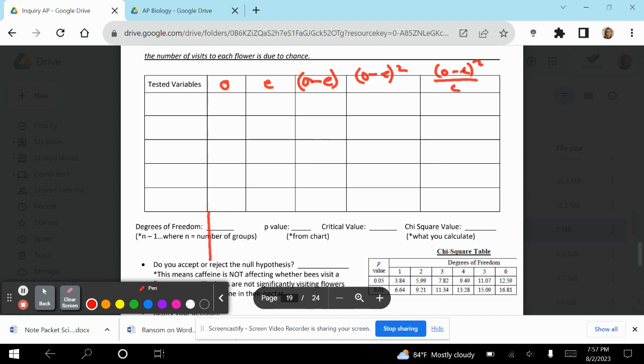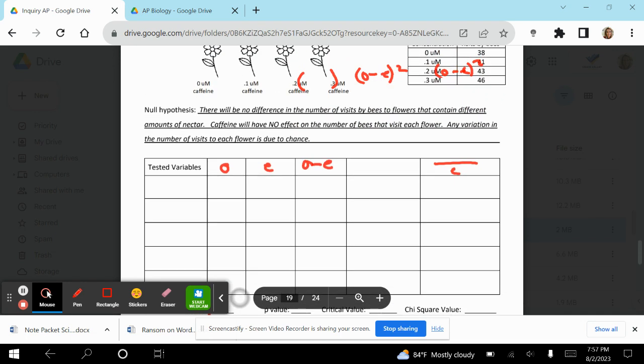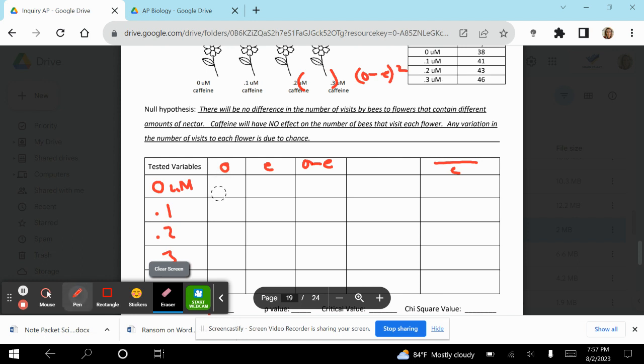Let me move this down a little bit here so that we can see our numbers, so we know what to fill in our chi-square table. So let's indicate the variables that we're testing. We're doing 0 micromoles of caffeine in nectar, 0.1, 0.2, and 0.3. And it's indicating that we observed 38 visits, 41, 43, and 46. This is the data that we collected.